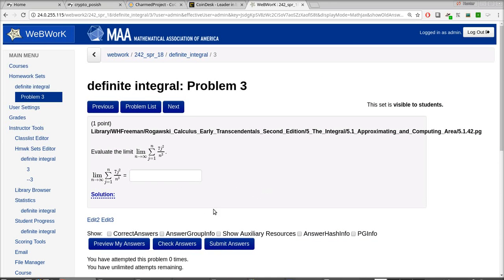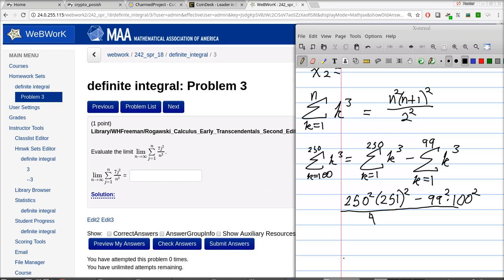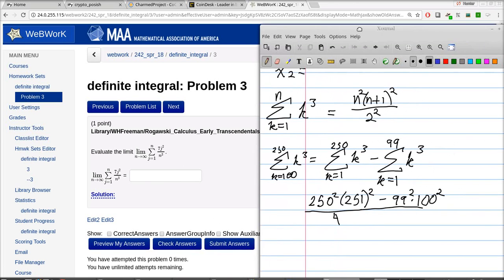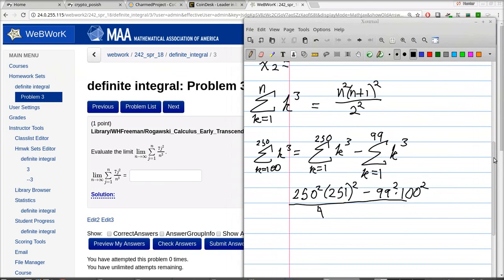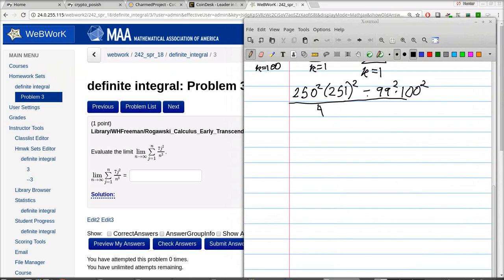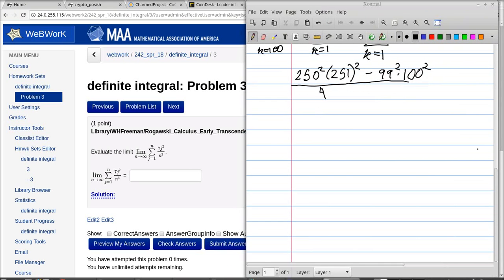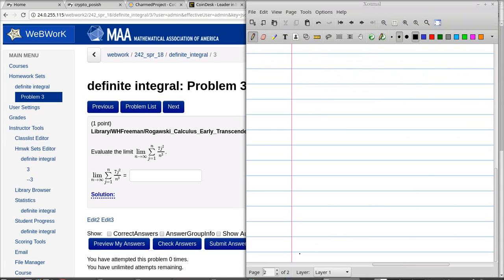Evaluate this limit. Sure. So let me scroll down a little bit. And how do you make another page here? Give me more pages like this.